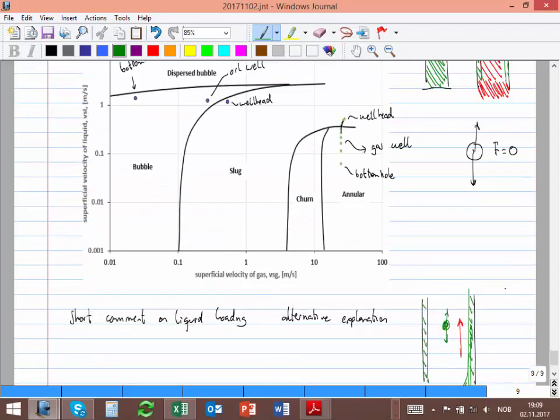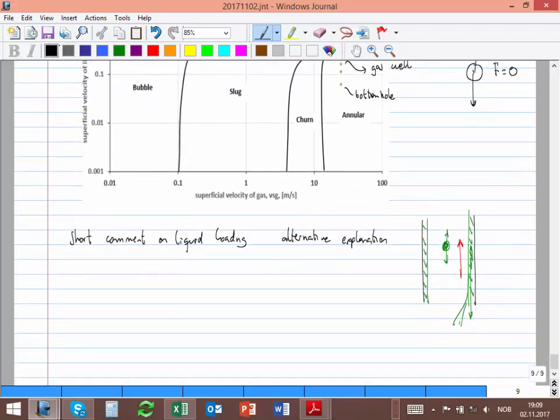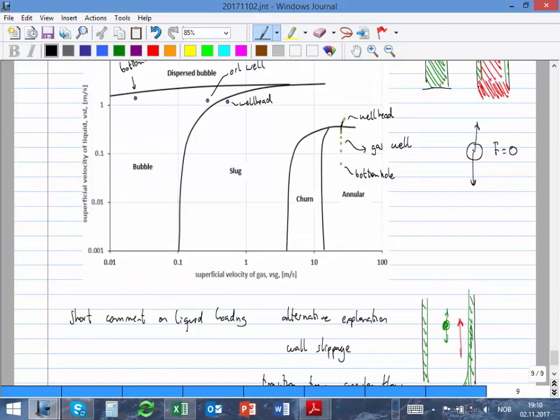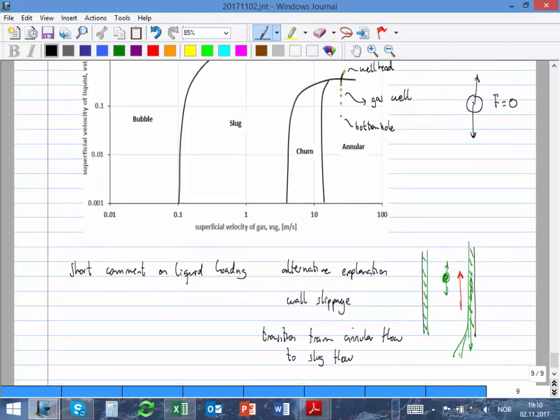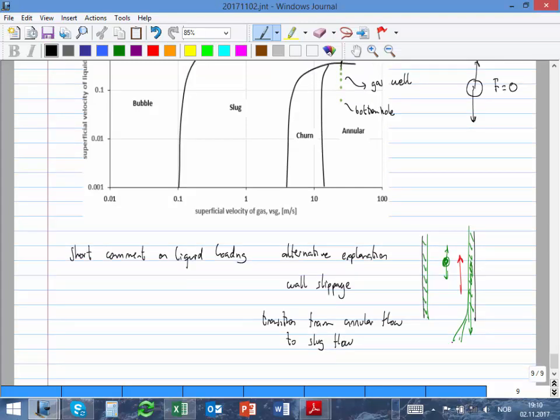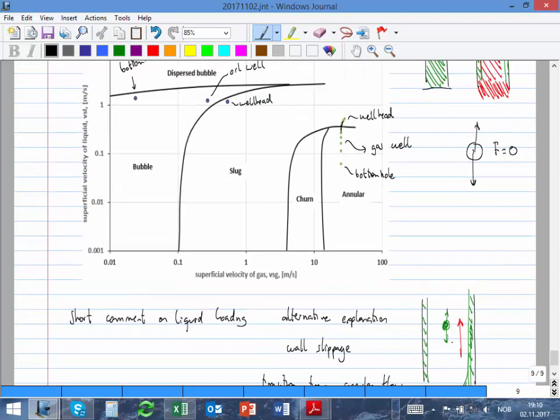So some people, instead of using the Turner criteria, use this one, which is like wall slippage. That is a transition from annular flow to slug flow. Just so you're aware of that. Turner was used for many, many years, but now people are saying Turner is too conservative. When we have droplets flowing up, actually, we will never have liquid loading. Really, the loading comes from the wall film that starts to slip down. And they say we can predict it with that transition.